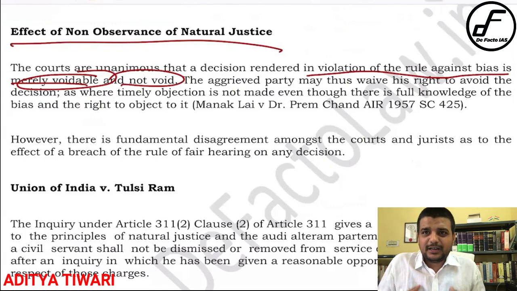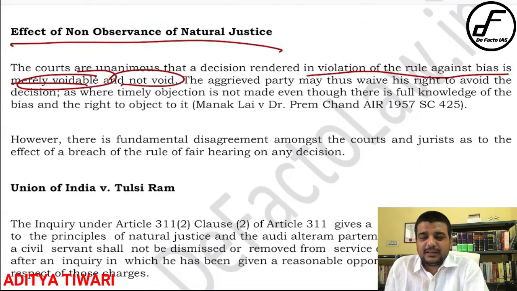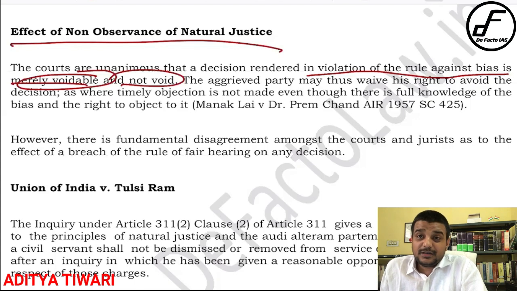Suppose I am an administrative authority, I have not followed natural justice and I have given a decision. Later on I say, okay, the decision I have given is in their favor, so I cannot go and say that I have not followed the natural justice, so I recall my decision. That cannot be done. So it is voidable at the option of the person who is being wronged. So it is not void ab initio.